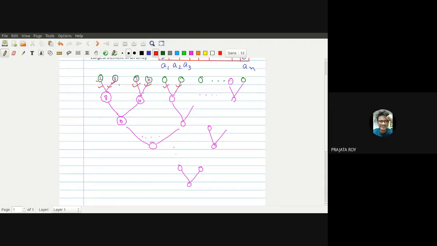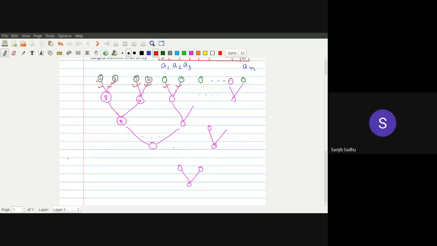You know that in a binary tree, if there are n number of leaf nodes, then how many edges are there? n minus 1. You know the proof from data structures.